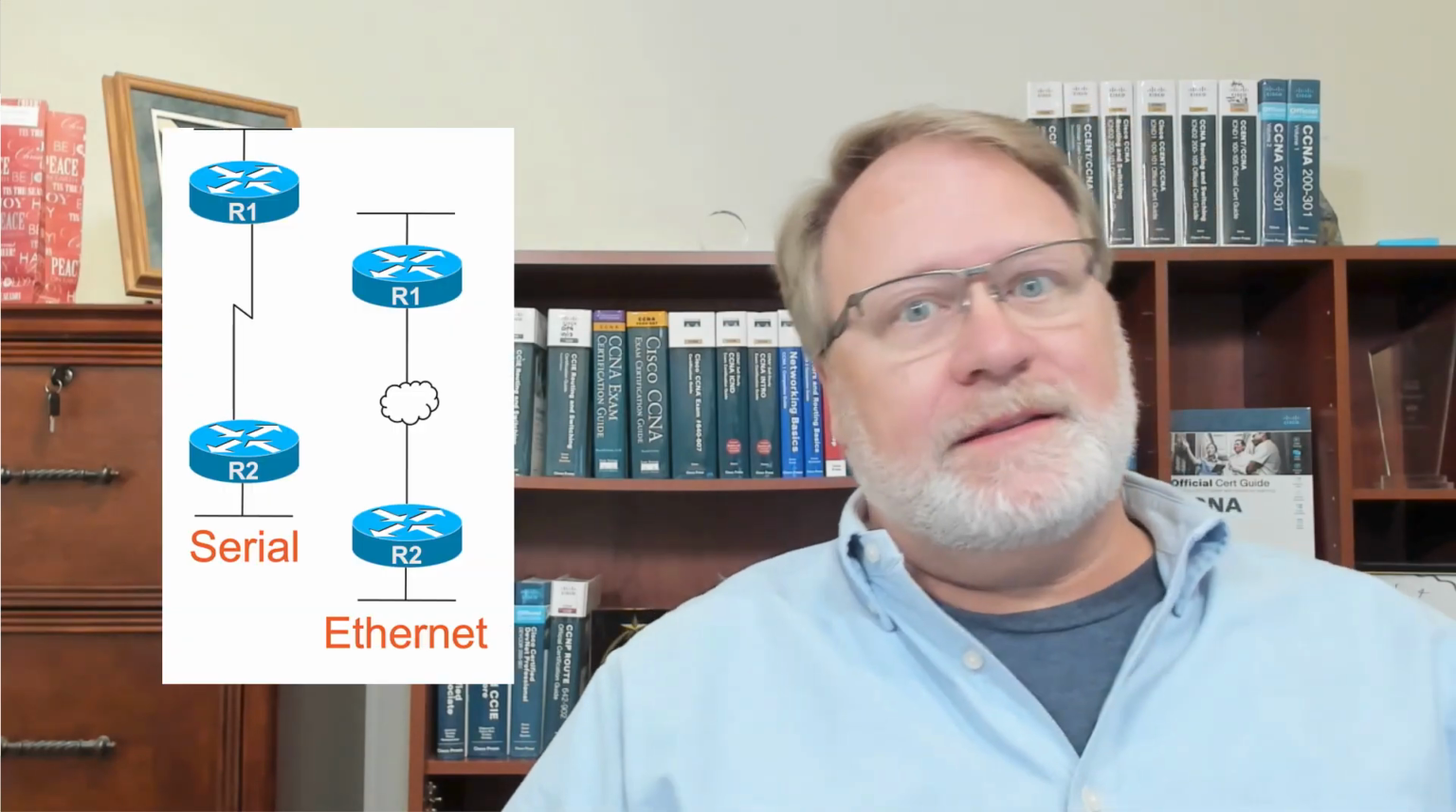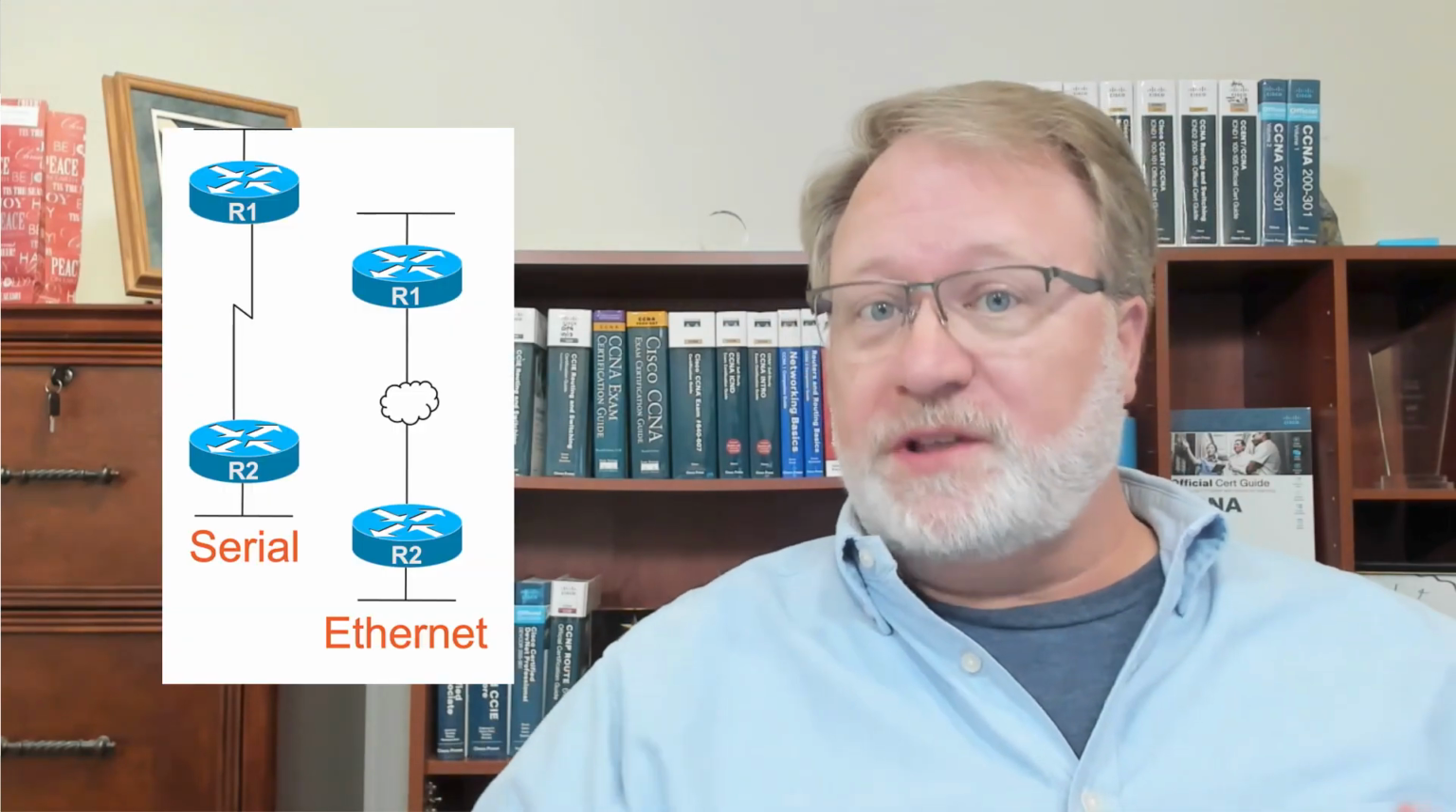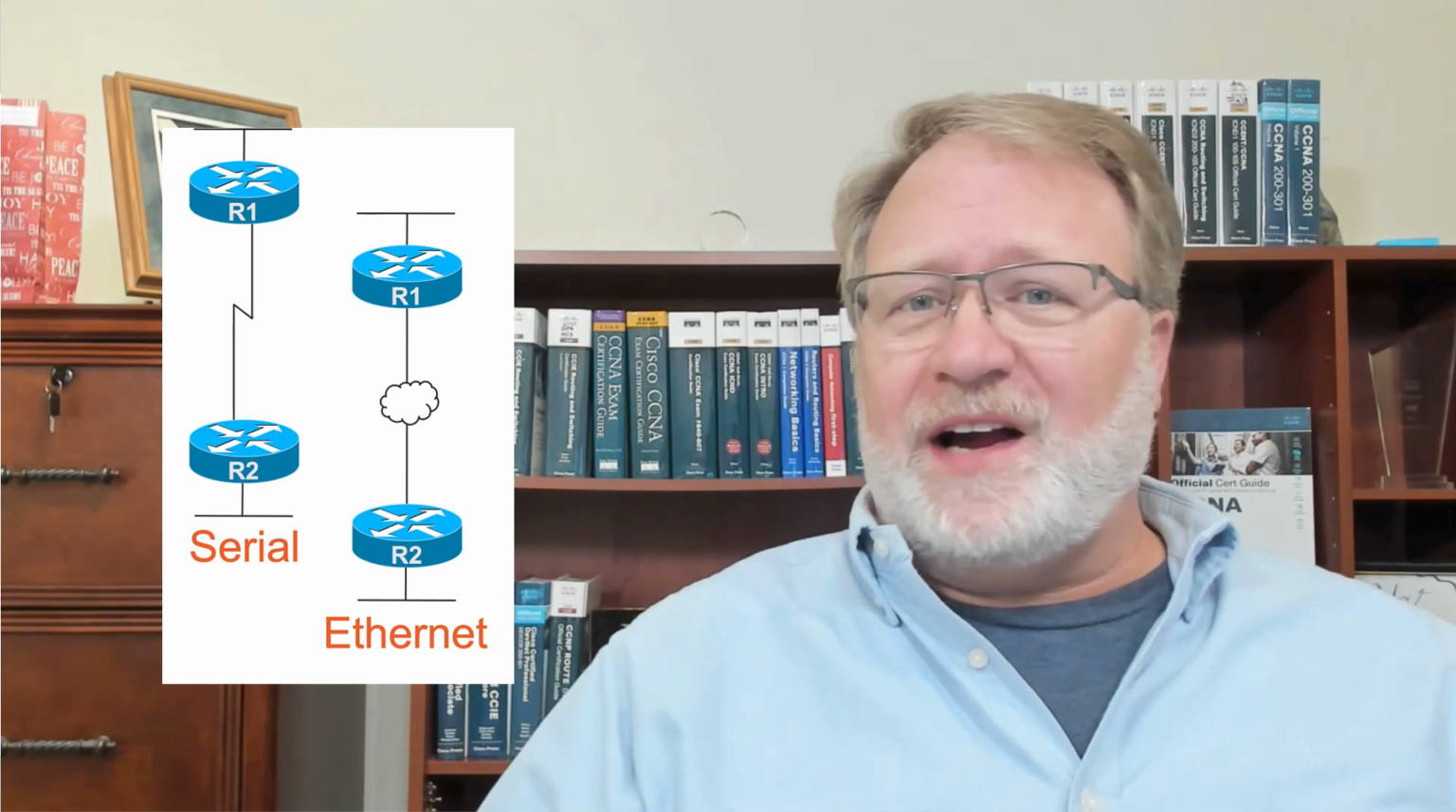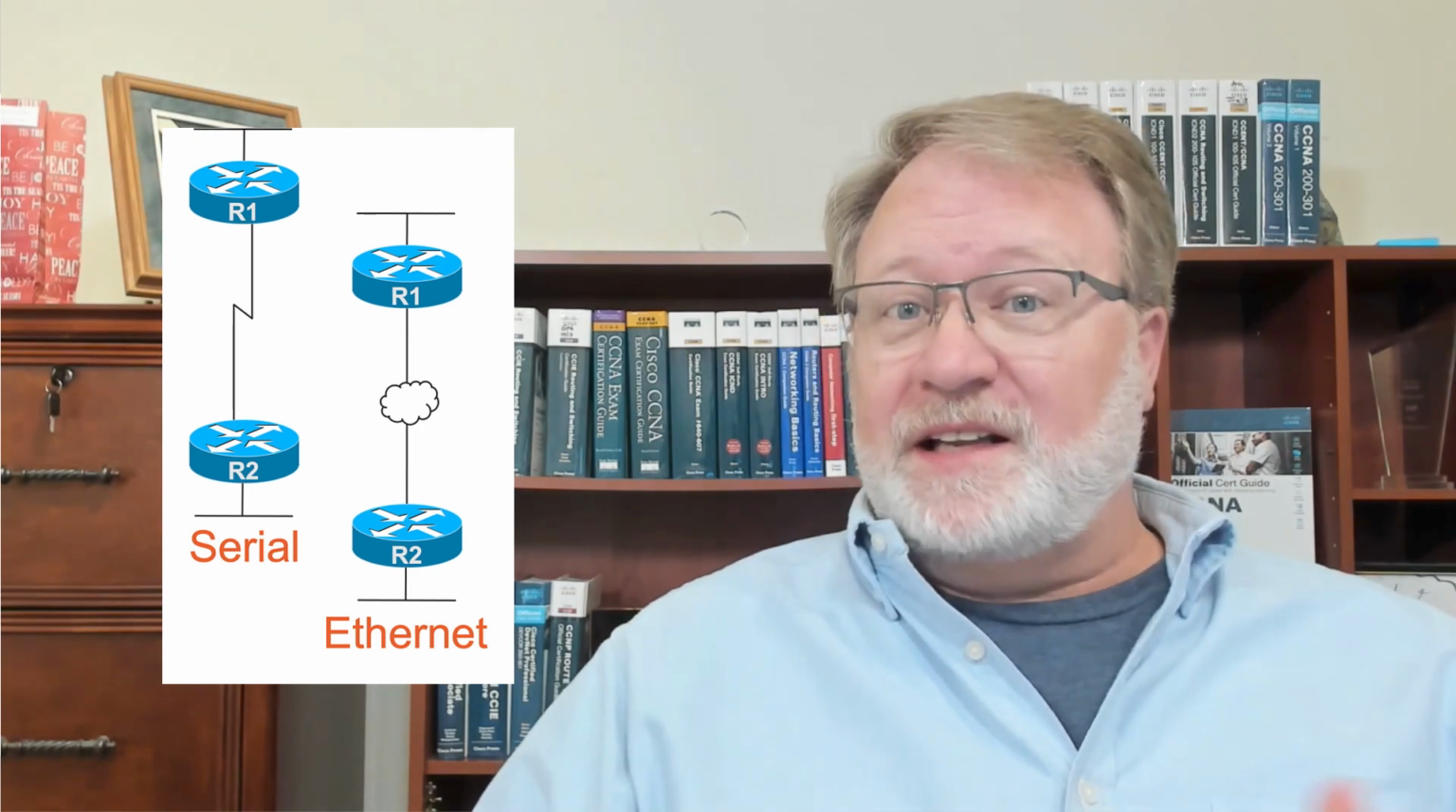Most WAN links in CCNA are either Ethernet or serial links, which makes discussions of IP routing pretty simple. Let's get into the basics together.